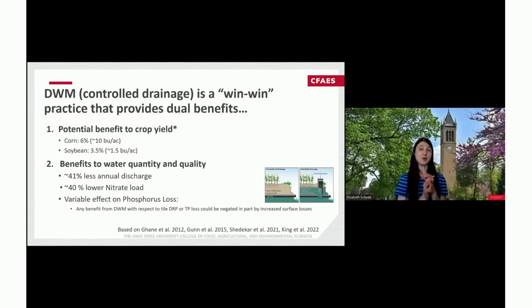So offering this up as one option, one point for discussion, again, is that controlled drainage. And we can talk more about the potential benefits to crop yield of implementing controlled drainage systems. We can talk about, again, that water quality benefit, as well as the water quantity benefits that I've just sort of glossed over right here, giving you the 15-second overview.